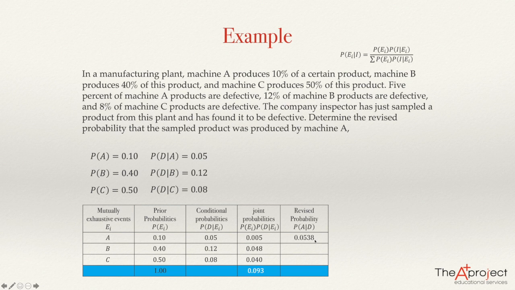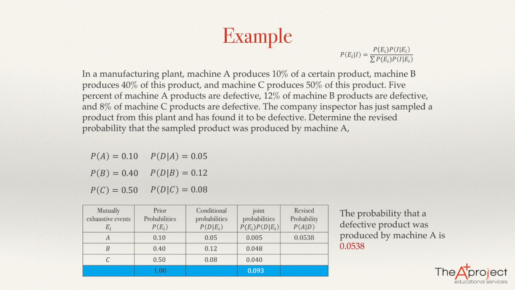0.0538. So the probability that the defective product was produced by machine A is 0.0538. We can understand this as that 5.38% of the defective products are produced by machine A. So that's the end of the explanation of this example.